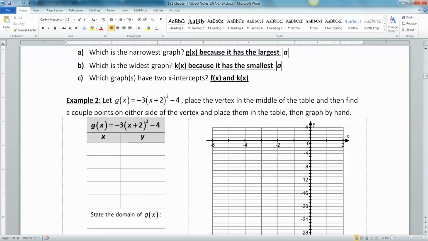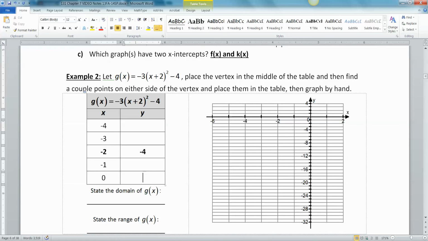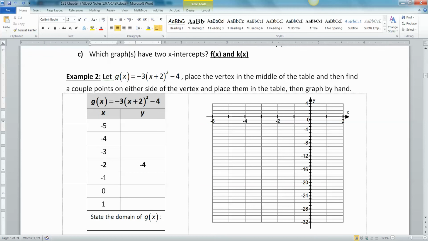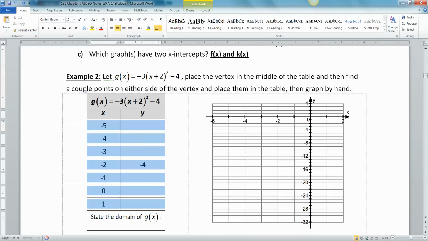All right, so now that we know how to do this, we're going to graph the following by placing the vertex in the middle of the table and then finding a couple points on either side. So when you look at this, you see how it looks like a +2. That means the vertex is actually -2, -4. All right, now we're going to fit some points on either side of it. So -3, -4, -1, and 0. And actually, I'd like to fit in 1 here and -5 here. So add in a row or two, and we'll throw those in for good measure.